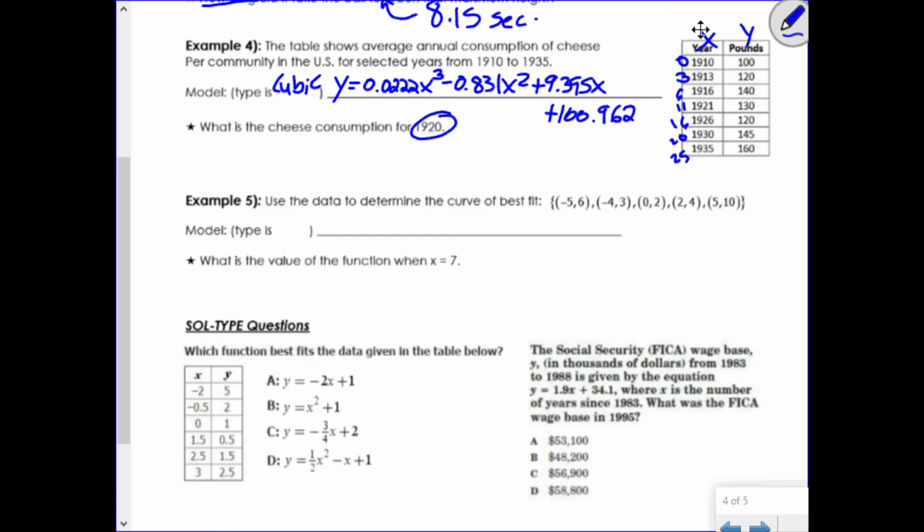So if 1910 was 0, then 1920 would be 10, because you add 10 years on to 1910 to get to 1920. So our x is going to be 10. So we're going to plug 10 into each one of the x values. So, plug 10 into x for the equation. I'll let you guys take a second to do that yourself. But the number that you should get when you do that should look something like that. So I'll give you a second to test it out and see if that's what you get.